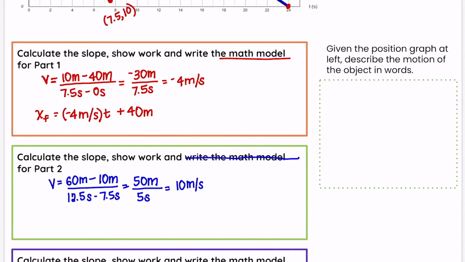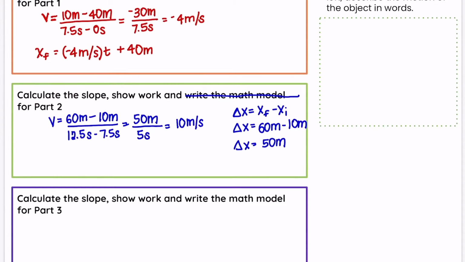Now, but what we can do is write the displacement. And the displacement is just the final position minus initial position for this segment. So the displacement is going to be 60 meters minus 10 meters, which is going to give us 50 meters. And so the displacement was 50 meters from wherever they started at 10 meters and ended at 60.